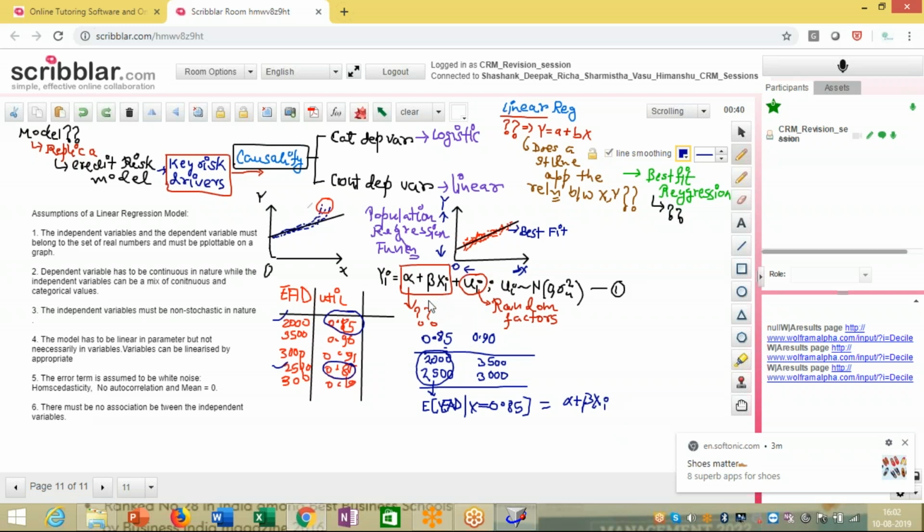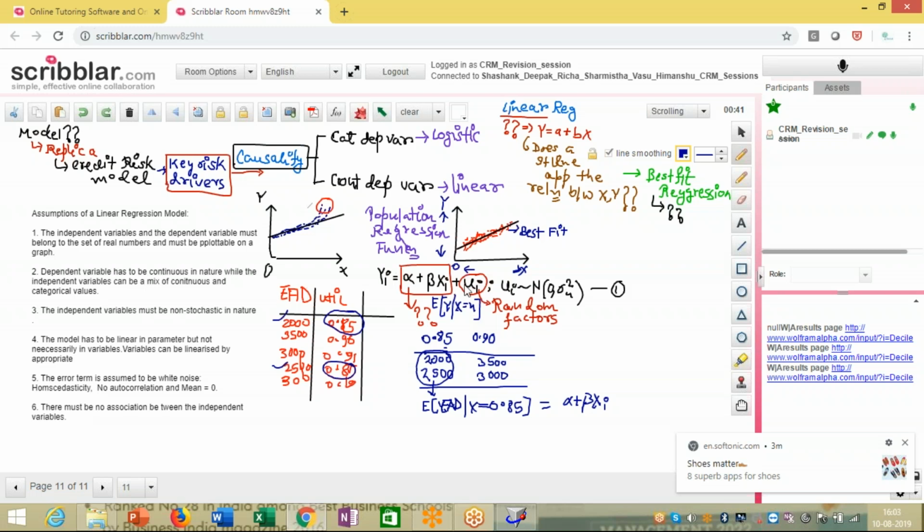So this alpha plus beta xi is nothing but the expected value of y. So this is your average behavior, or as we call it, your deterministic behavior. So the observed outcome of the population is a function of two parts. One is your deterministic or your average behavior, and the other is your random factors.